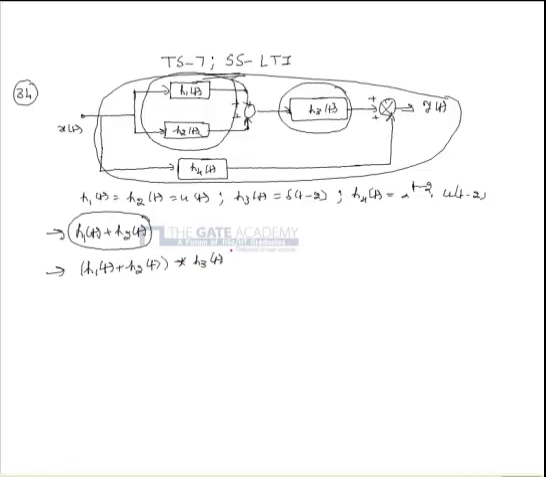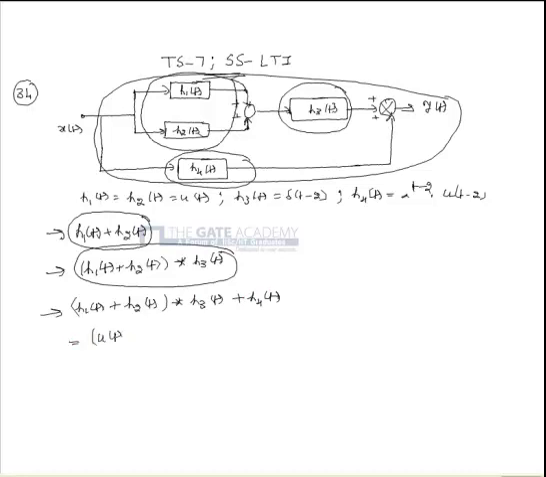Now the system with this impulse response is in parallel with another system of impulse response h4(t). So the resultant impulse response is h1(t) plus h2(t) star h3(t) plus h4(t). Upon substitution, this becomes u(t) plus u(t) star delta(t-2) plus a^(t-2) multiplied by u(t-2).